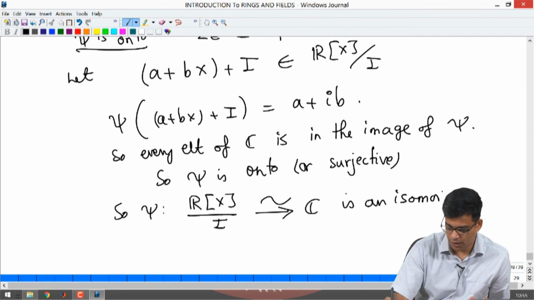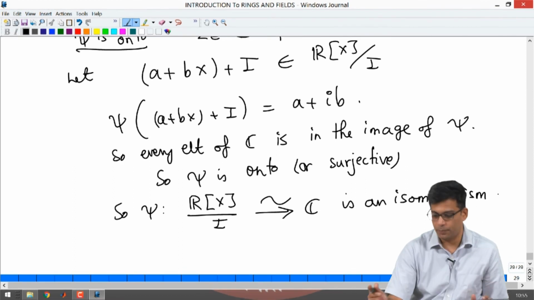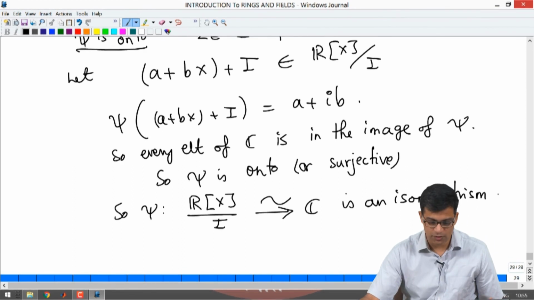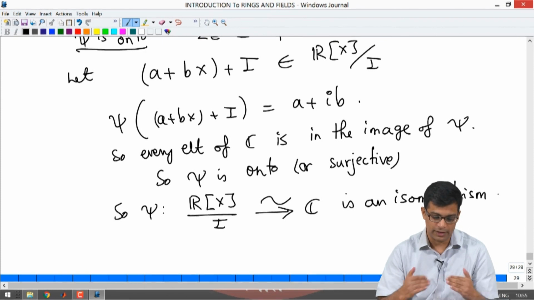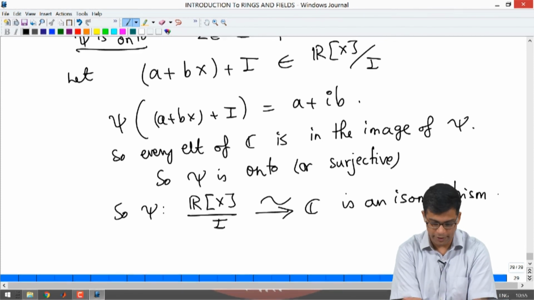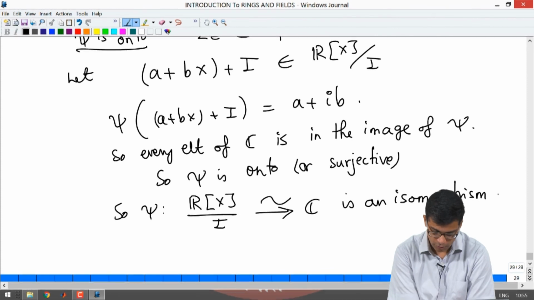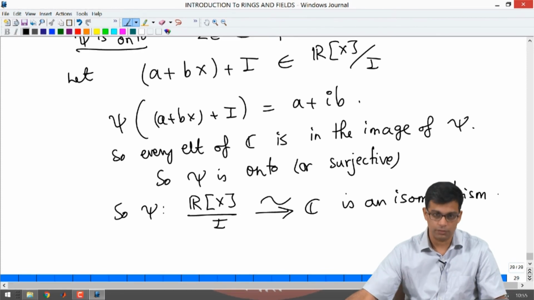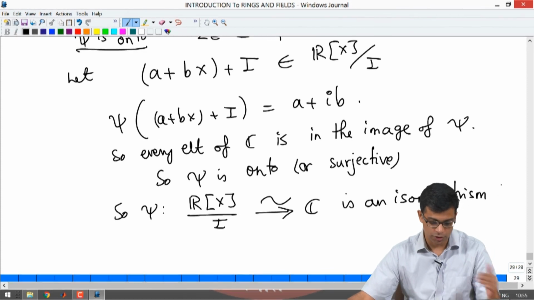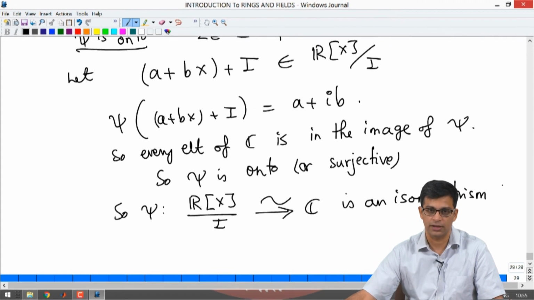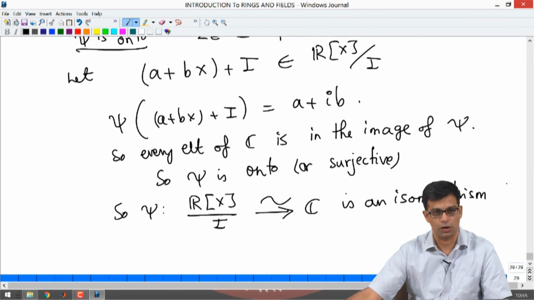Okay, so this last part was fast, but I will repeat this again when we do the first isomorphism theorem for rings, when exactly the same calculation will be done. In that proof I will do a little more details. So, this completes this argument that R x mod I is isomorphic to C. So, let me stop the video here. Thank you.